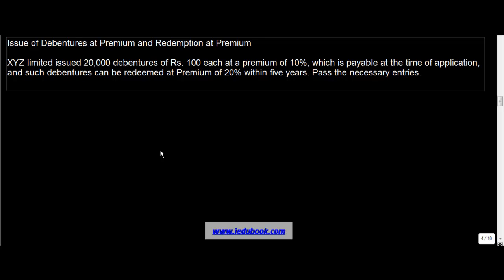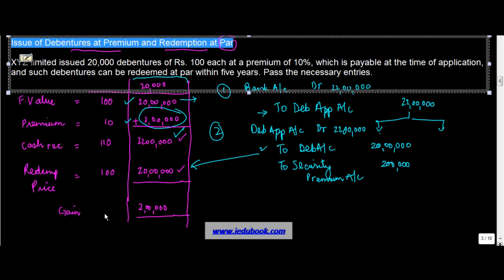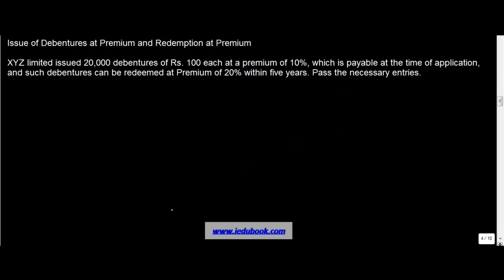Okay, now this is the last of those cases wherein we have listed out the possibilities of the issue price of debenture vis-a-vis the redemption price. And in this, what is happening is that you are issuing debentures at a premium and the redemption also happens at a premium.